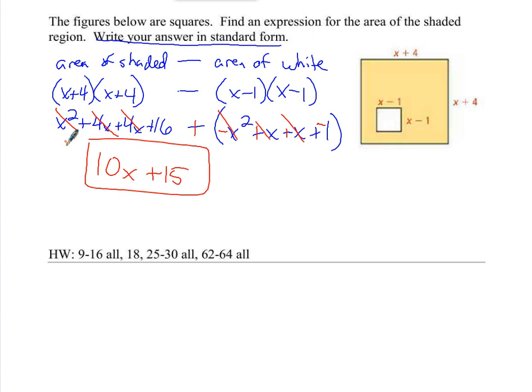So that's how you would do a problem like that. Just remember, if you're dealing with shaded regions and holes, find the area of the shaded region, subtract off the area of the hole or the clear part. That's it.